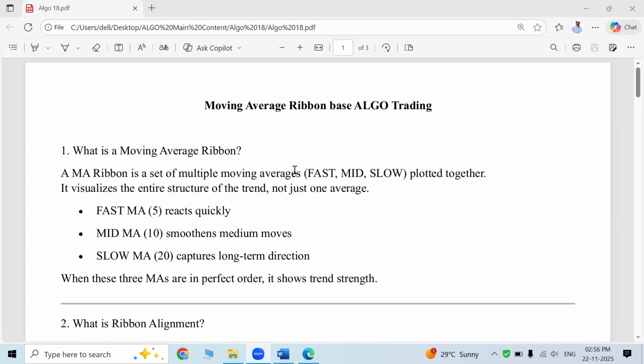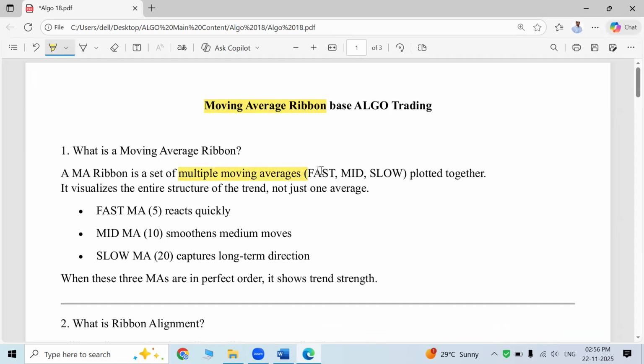Hello, I'm Piyush Dave, a fintech professional, and today I'm going to talk about the moving average ribbon based algo trading method. This is a very interesting method because it uses multiple moving averages: a fast moving average, a mid-level moving average, and a slow moving average.